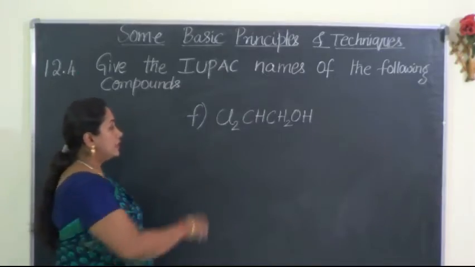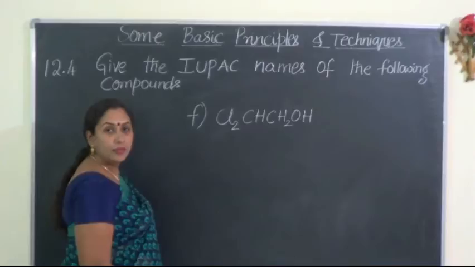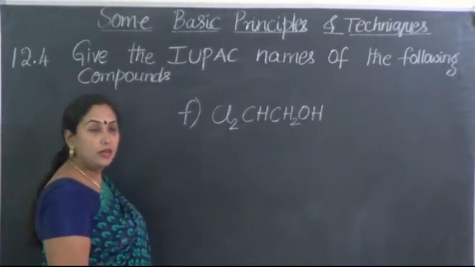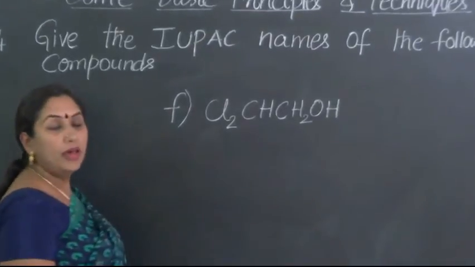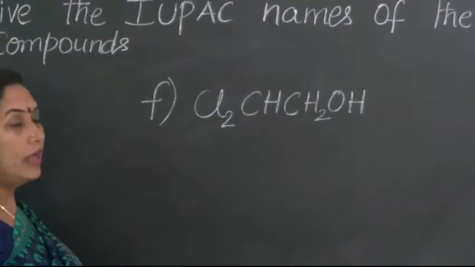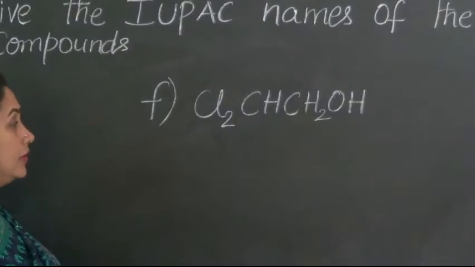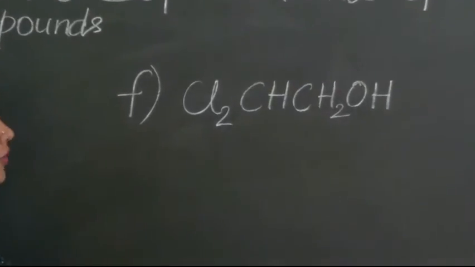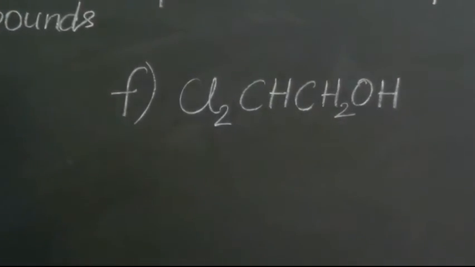Now, structure of the F. So far, we were dealing with the bond line structure, and in this case, they were giving us the condensed formula of the organic compound. Take a proper look at this particular structure and note what are all the things that we see.